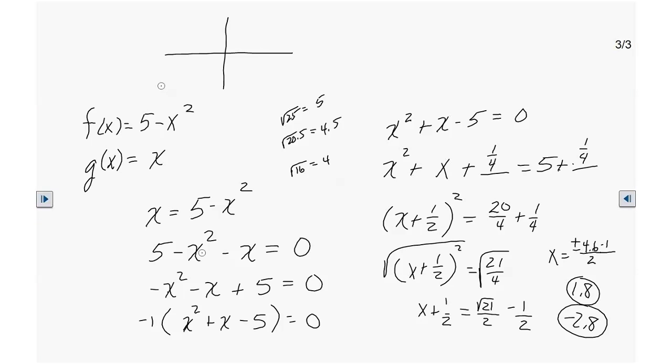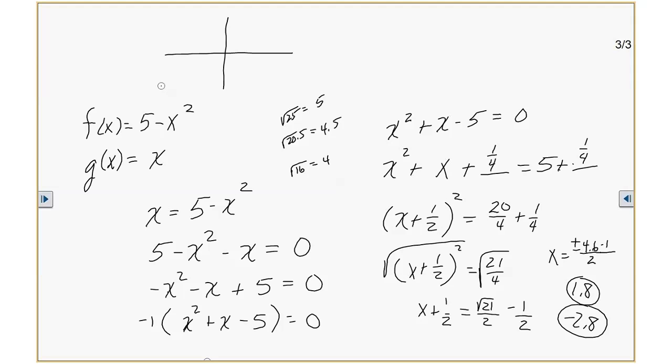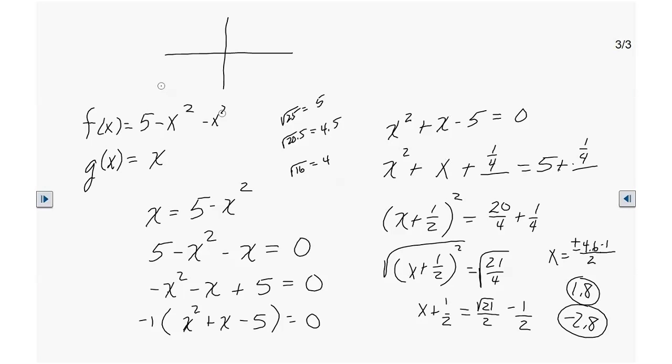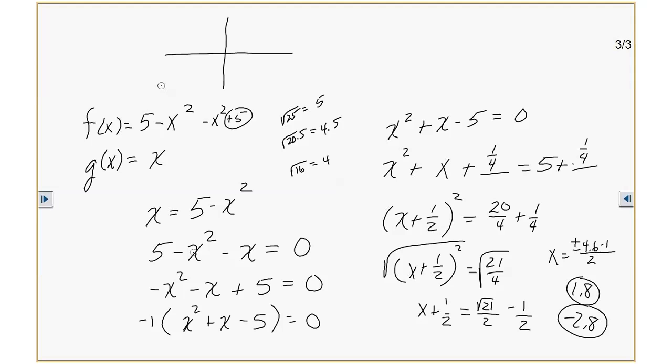All right, so we got 5x minus x squared. So negative x squared, that means it's opening which way? Downward. And let's change this around, negative x squared plus 5. That means it's got a y-intercept of what? 5. So it looks like something like this. Everybody agree with me? Yes, Hubert.